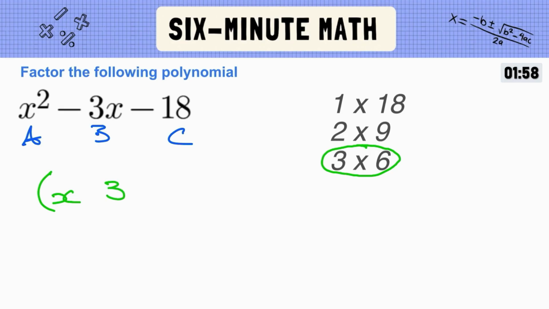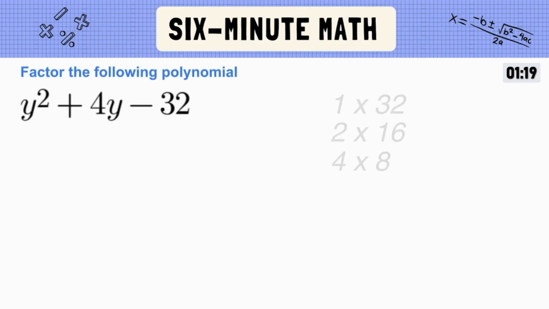We have x and 3, and then x and 6. And because I am using my multiplication of these two terms to get my c value, one has to be positive, one has to be negative. How do I determine which one is which? Well, I just have to figure out which one will give me a negative b value when adding together. In this case, it's going to be the higher number. So we're going to have a negative 6 and a positive 3.